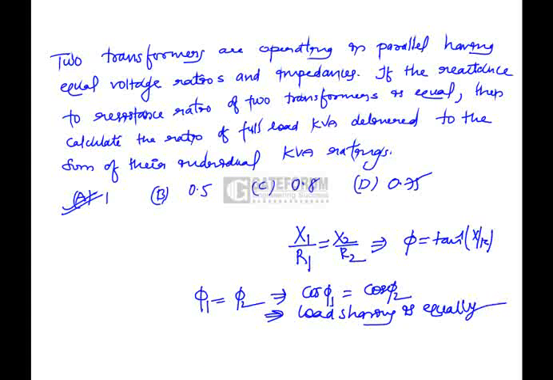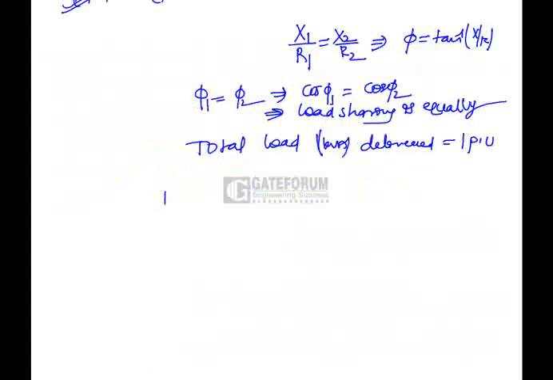Suppose the total load, that is the kVA delivered, is let us say 1 per unit. Now what are the individual kVA ratings? The kVA rating of transformer 1 should be equal to 0.5, and the kVA rating of transformer 2 should be equal to 0.5. These two are in per unit. Since the load is shared equally, they will divide these kVA ratings equally.